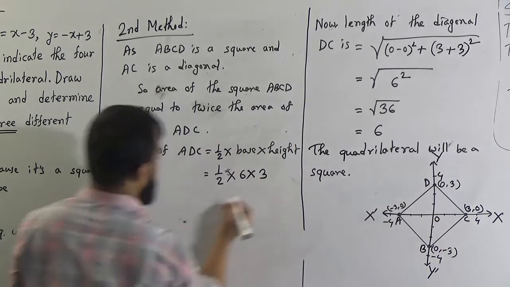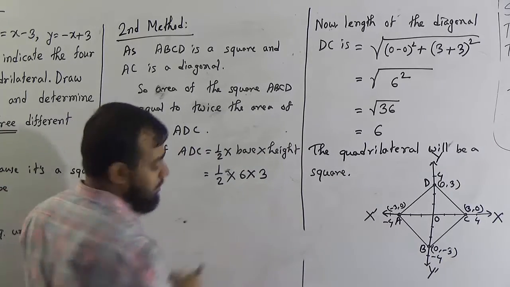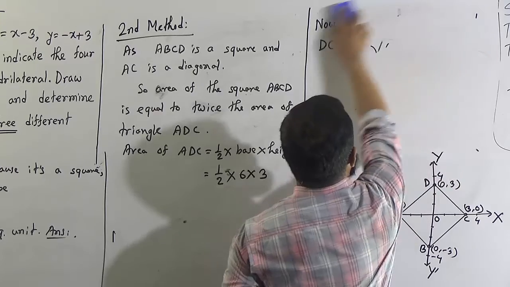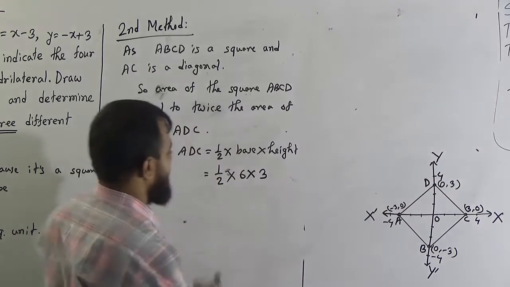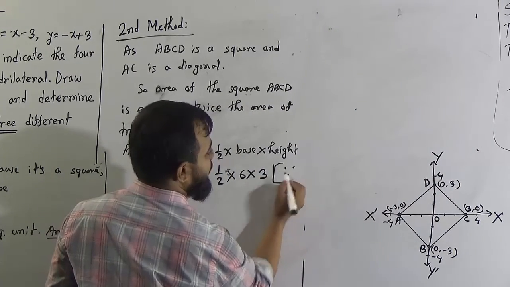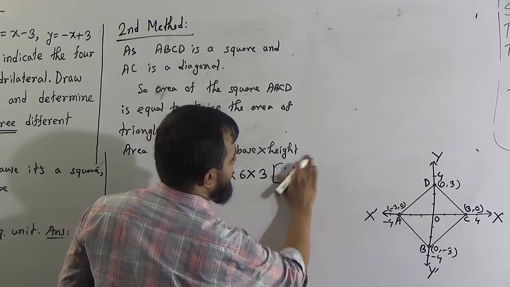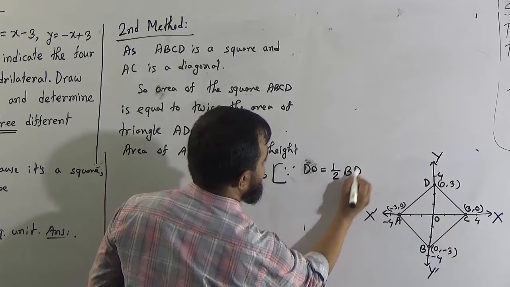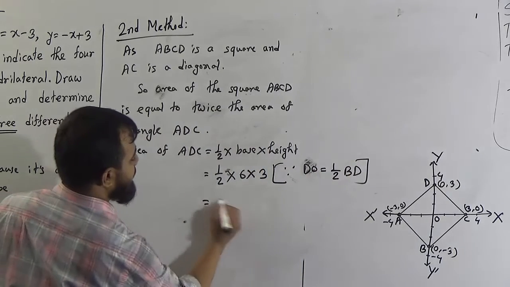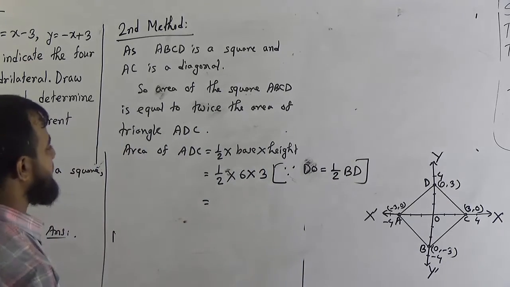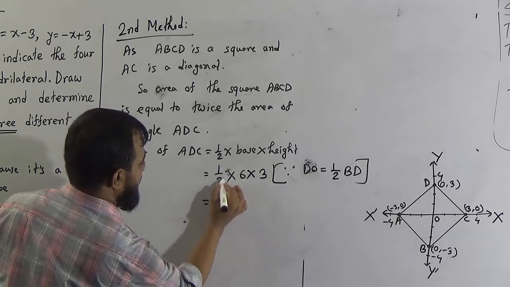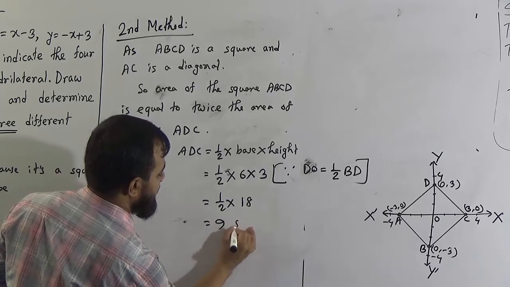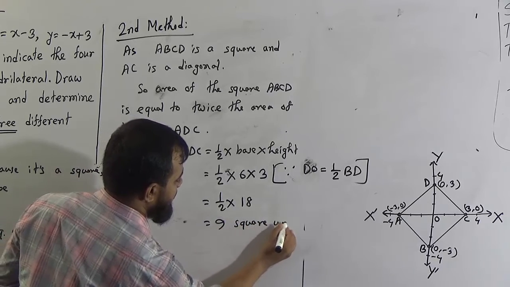Okay, you can write down the note here: DO is equal to half of BD. Now that's equal to half into base into height. It will be half into 6 into 3, half into 18. That's equal to 9 square units.